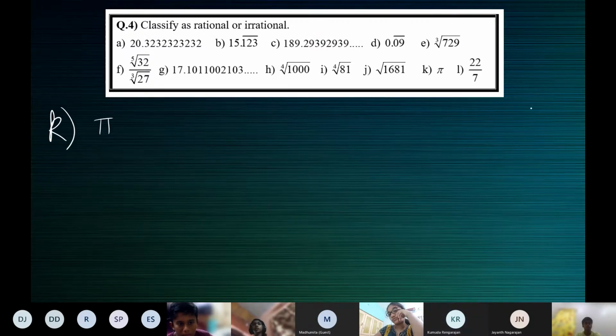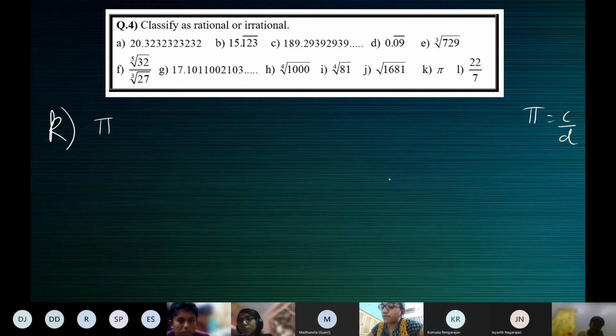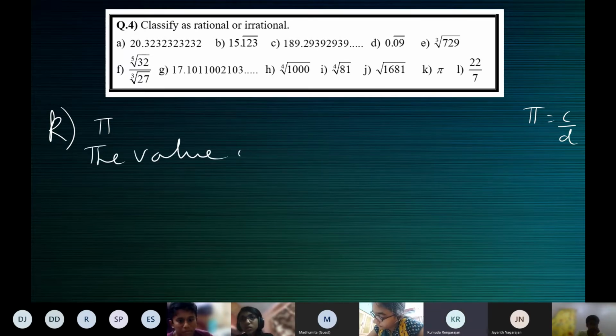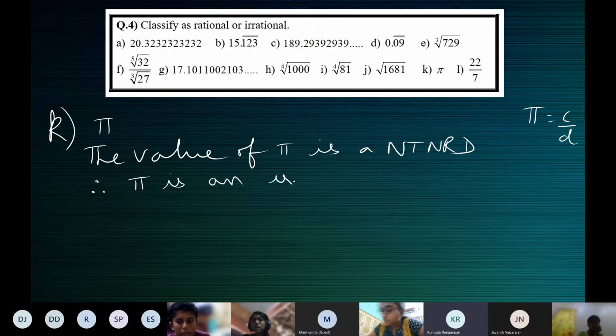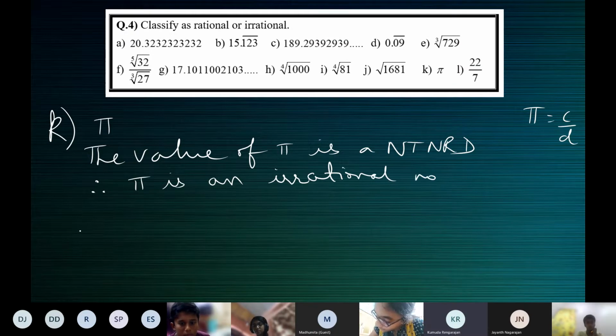Pi is the ratio of the circumference to the diameter of a circle. The value of pi is a non-terminating, non-repeating decimal. Therefore, pi is an irrational number. Yeah, write down this. But when we calculate in mathematics, we have to take some value. You cannot take a non-terminating, non-repeating value and calculate the area of a circle.